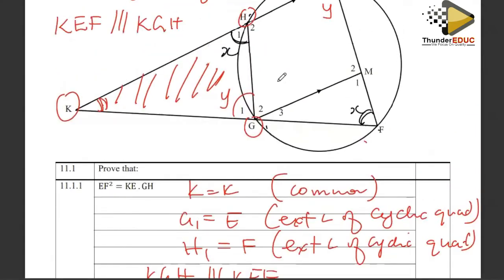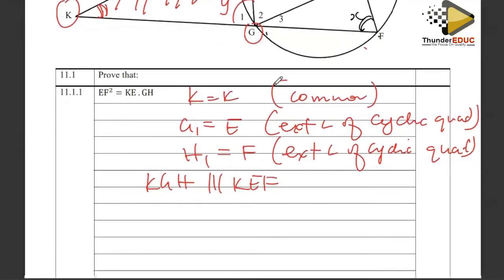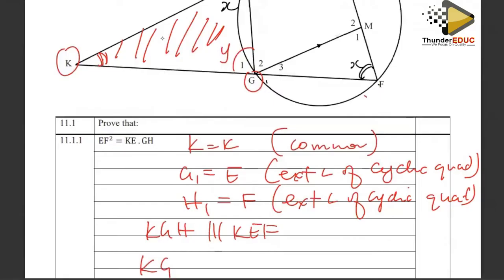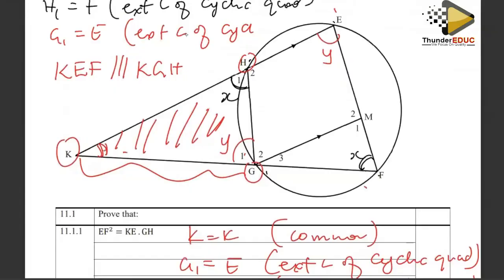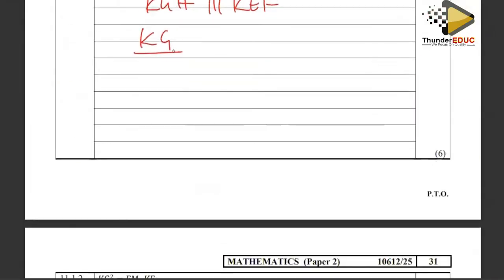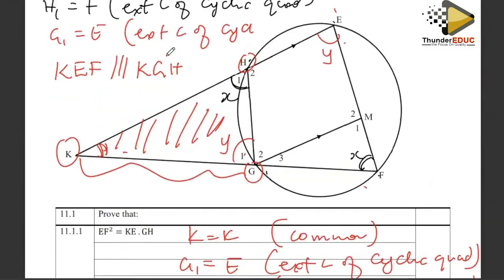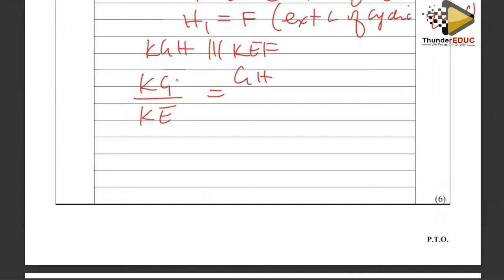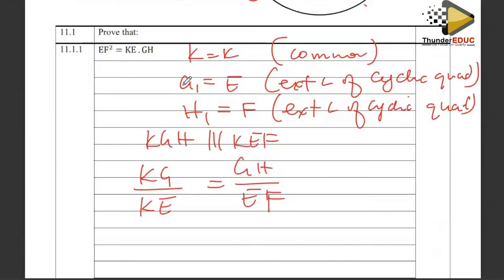And if that is the case, then we can do the comparison of the sides, meaning that our KG, this KG here, the common angle and the Y, over KE is equivalent to GH. If I'm to look at GH, the Y and the X over the Y and the X, EF. So GH over EF. Okay, what was the question asking for?